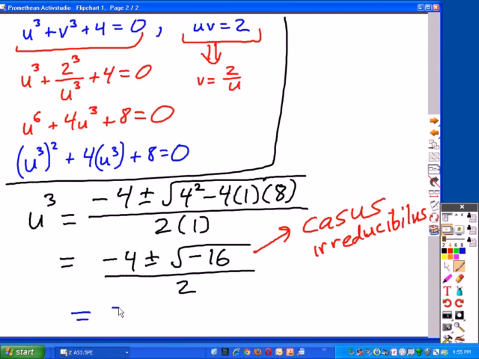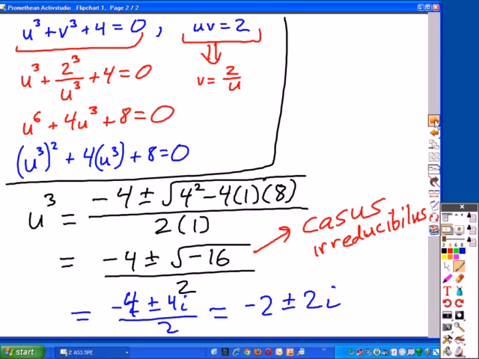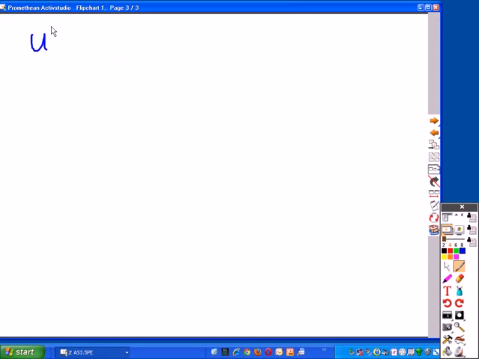If we do that, then we're not done. We just write this as negative 2 plus or minus 4i over 2, negative 4 plus or minus 4i over 2, which reduces to negative 2 plus or minus 2i. So you actually have two roots here. Okay, so now what do we do? Well, let's go take a look. We have u cubed equals negative 2, let's take the plus case, plus 2i.